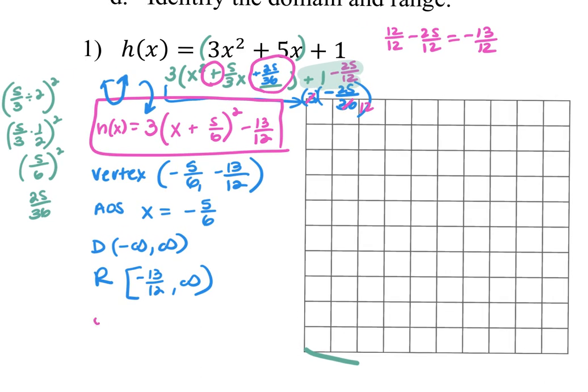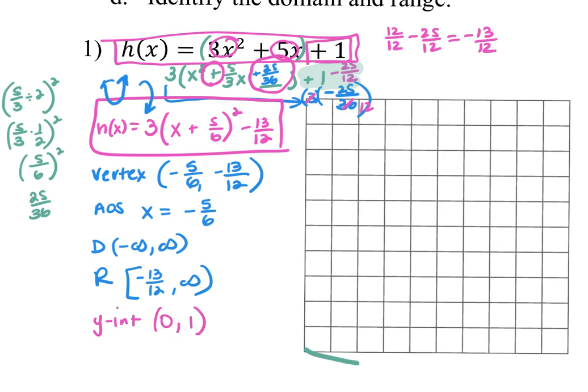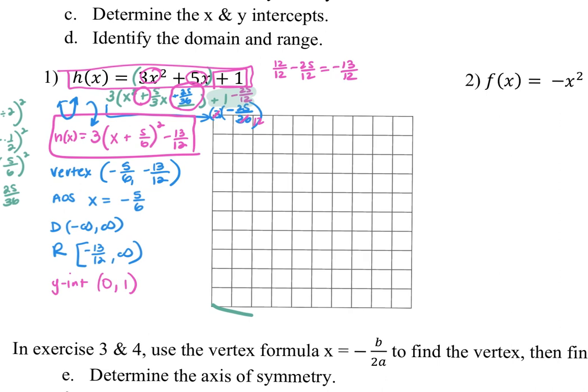The y-intercept should also be easy from the beginning quadratic form. This would be 0. This would be 0, which means all that's left is a positive 1. So when x is 0, y is positive 1.